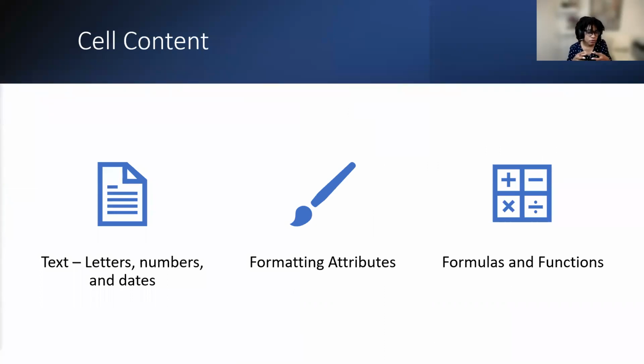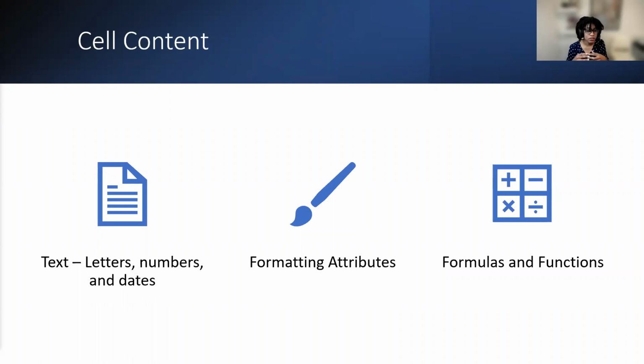Any information you enter into a spreadsheet will be stored in the individual cells. And cells can have different types of content, things like text, letters, numbers, and dates. It can contain formatting attributes, and these can change the way that letters, numbers, and dates are displayed. For example, percentages can appear as a decimal, 0.15, or they can appear as 15%.